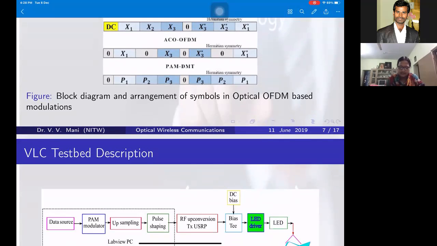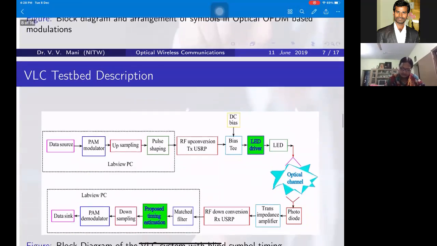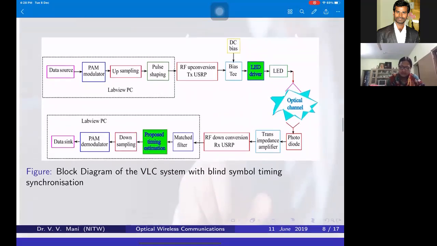And again, in the reverse order, P3, P2, P1, we are sending this data information. So now I can show you the test bed we have developed at NIT Warangal. We use the PAM modulator and upsampling. We use the same test bed that we used for our RF communication, which means the output is taken from the USRP.